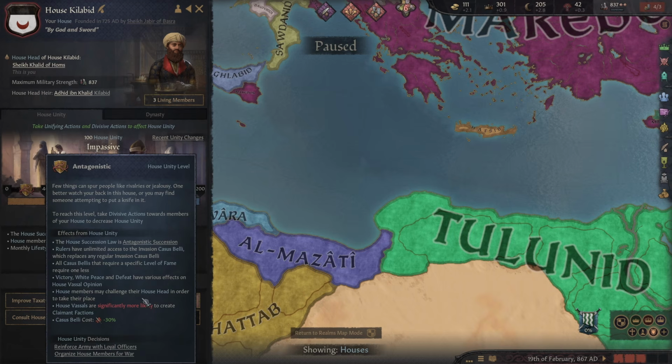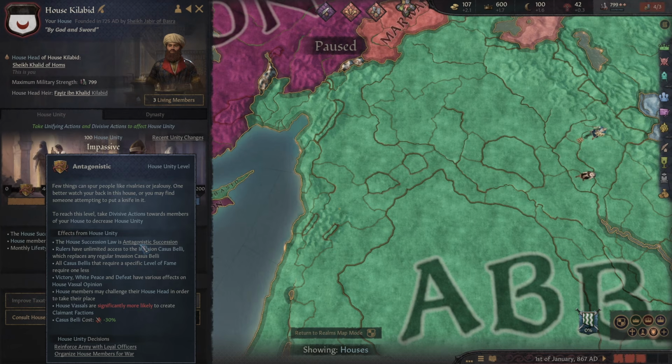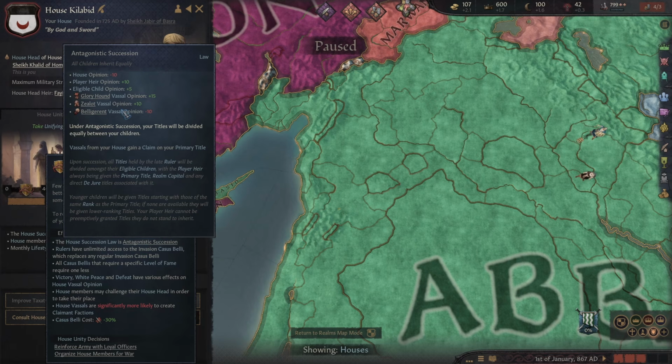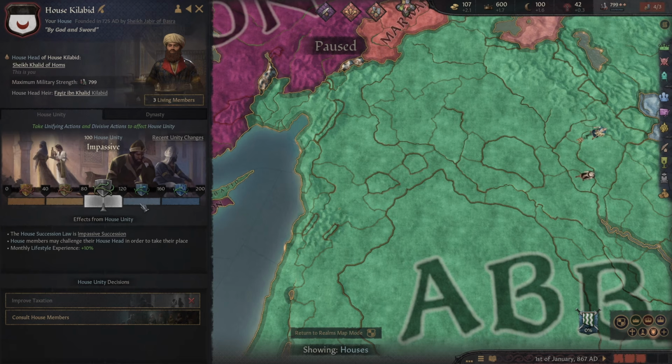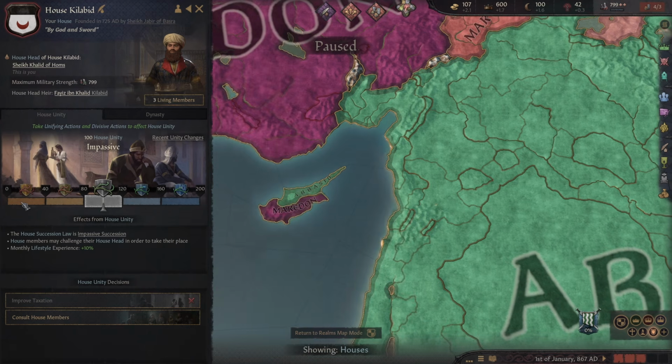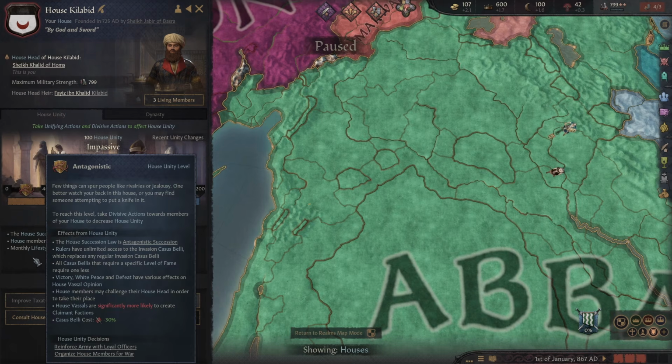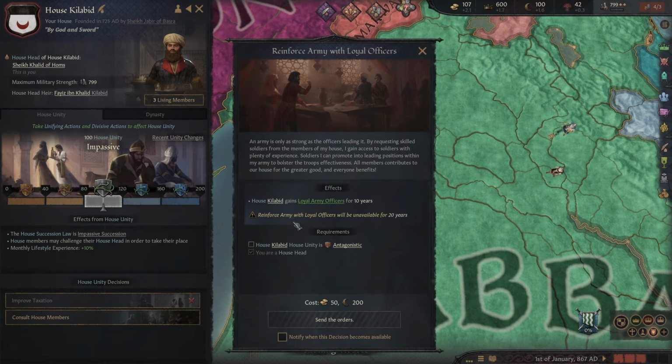Antagonistic succession is the same as competitive succession, except the opinion modifiers you get with your subjects and house members is slightly different. House unity decisions for this level are organize house members for war, the same as in competitive, and reinforce army with loyal officers, which improves your men-at-arms damage and toughness.